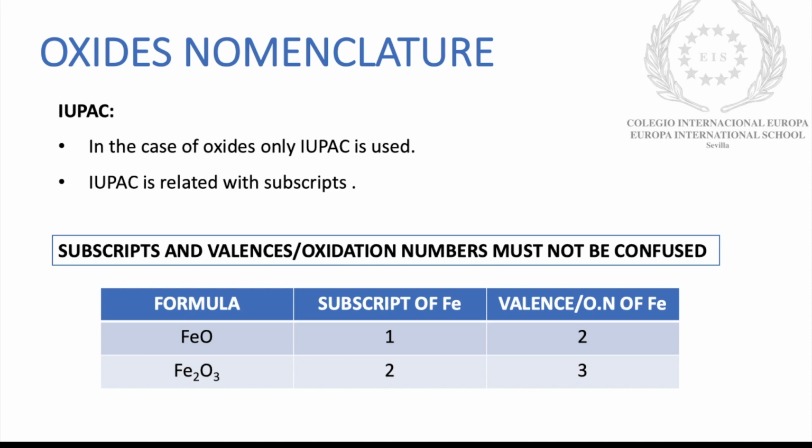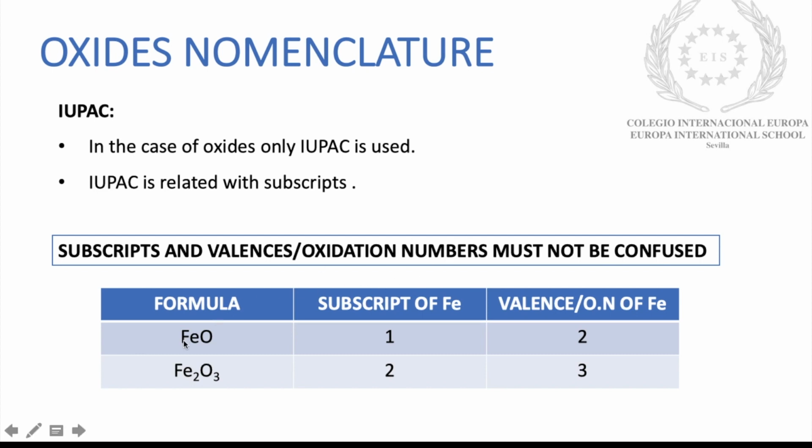And IUPAC, in this case, is related with subscripts, okay? In Spanish, los subíndices, no los números de oxidación, ¿vale? So, subscripts and valence, or the oxidation number, must not be confused. In this case, iron oxide. Here, we need to have a 2 for the oxygen. But if we don't have any kind of number, that means that the iron and the oxygen are acting with the same number and we simplify it.